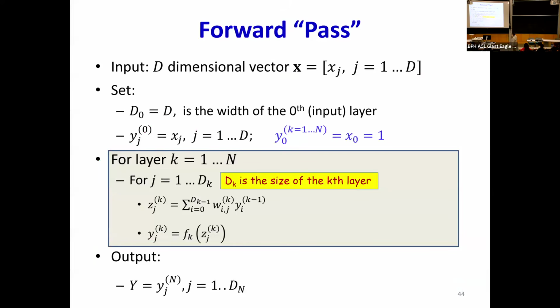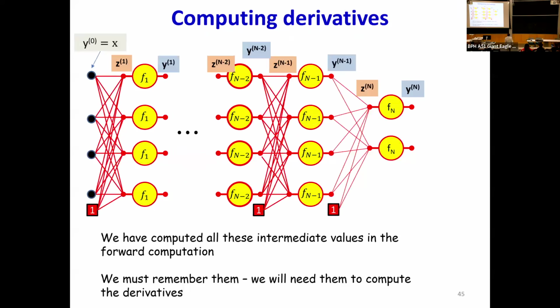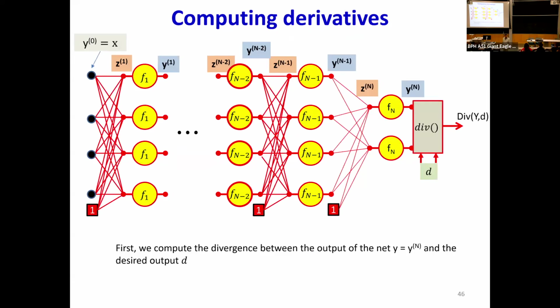And so, pseudocode, for those who prefer to see it in terms of code. It's in the slides. I'll just move on, okay? And now, having performed the forward pass, you would have computed the output at the output of the network. And from that, you can compute the divergence, which quantifies the error between the actual output of the network and the desired output of the network.